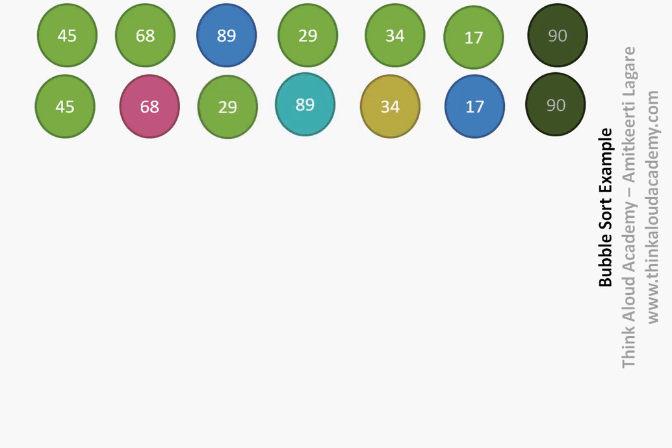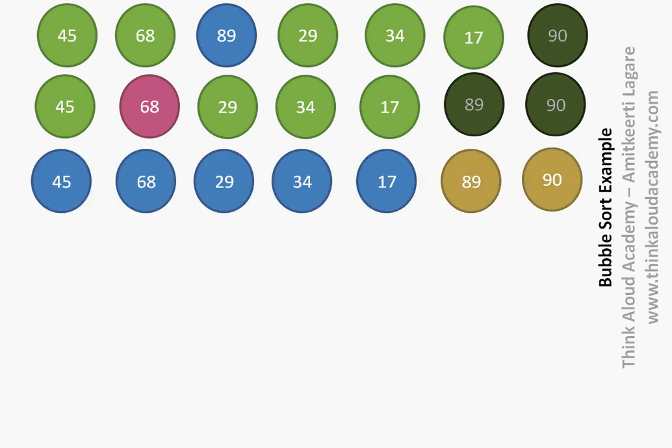Again check 89 and 34. 89 moves to the right and 34 moves to the left. Then again we check 89 and 17, and 89 moves to the right and 17 moves to the left. So by the end of the second iteration, the second biggest element has been moved to the right. Then for the third iteration, we again start with the first two elements. Since 68 is bigger, it stays as it is.